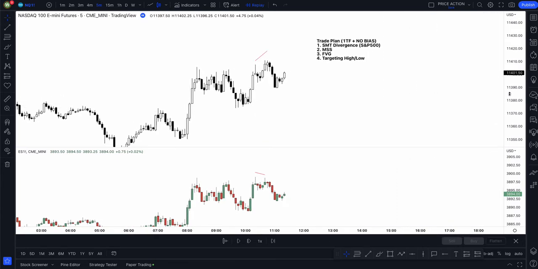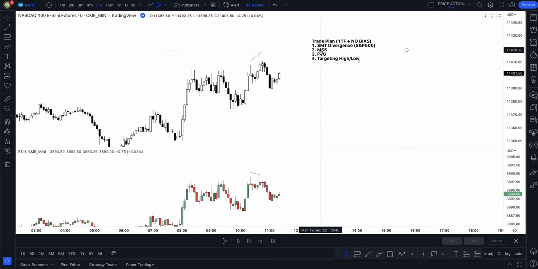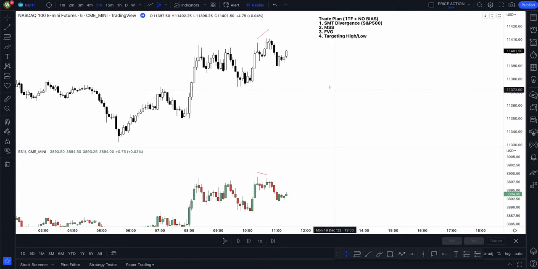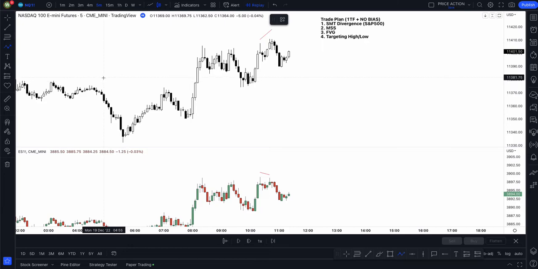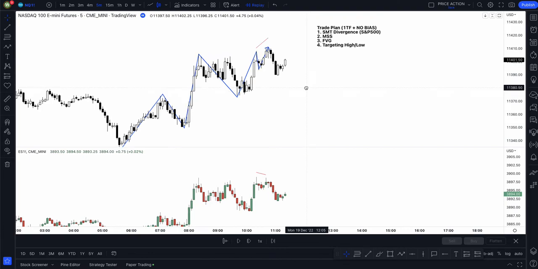Now, the second most crucial part of this trade plan is MSS, also known as a market structure shift. How can we tell when we've got a market structure shift? Well, the answer lies in the change of the fractal nature of the market. You can see we've got a low to a high to a low to a high to a low to a high to a low to a high. You can clearly see that.